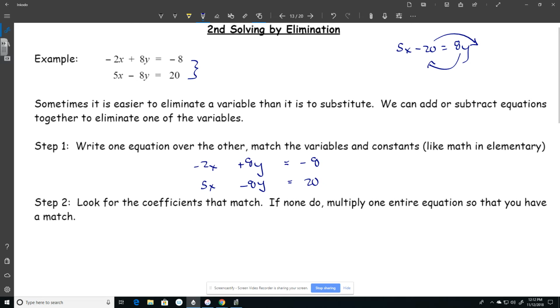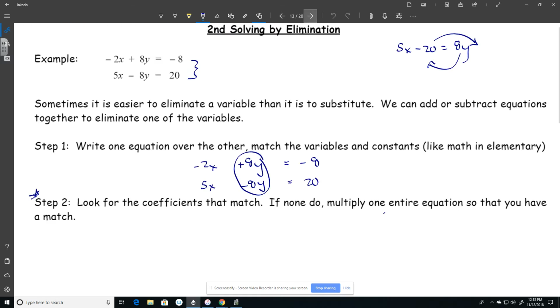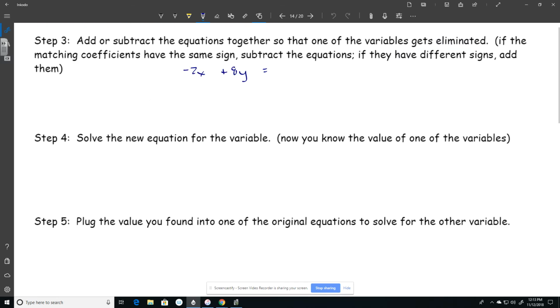So step two is I'm looking for coefficients that match. If none do, we're going to multiply a whole equation so that you have a match. And I'll show you an example of that in just a minute. But right now, I have an 8y and a negative 8y. And what's really cool about this method is now that I have them set up, negative 2x plus 8y equals, now I've got to remember the equation, equals negative 8. And then 5x minus 8y was equal to 20.